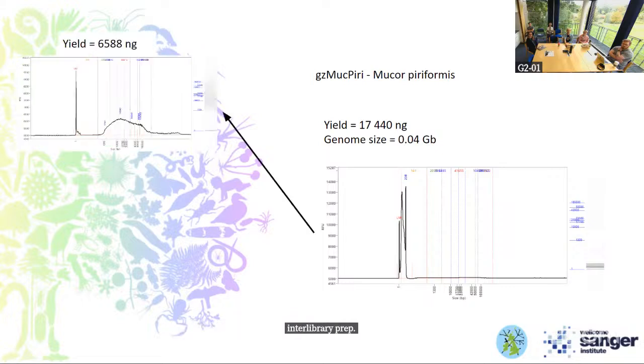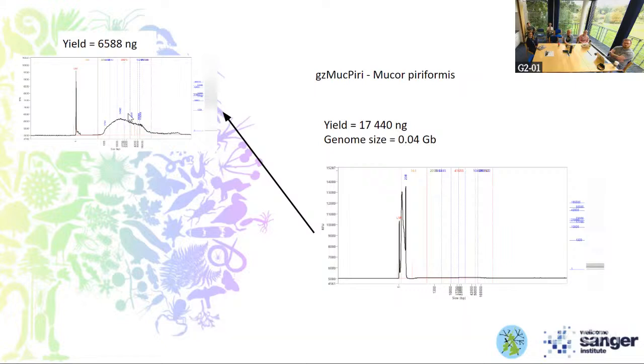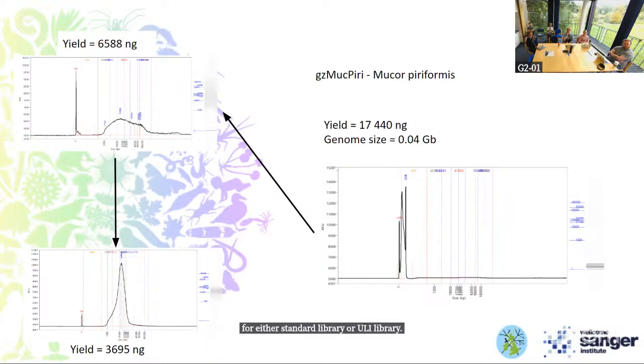So again, we did a 0.45 SPRI of this. And as you can see, after getting rid of that low molecular weight band of DNA, we've come up with a really promising profile here. So this is sitting at an average fragment size of 38 kb. So something we could definitely work with and try to fragment for either standard library or ULI library. And it's something that we did.